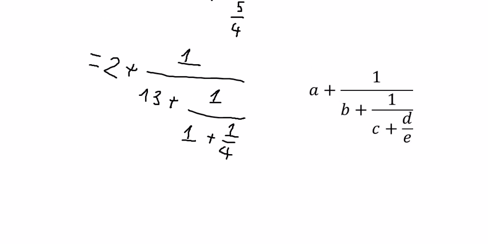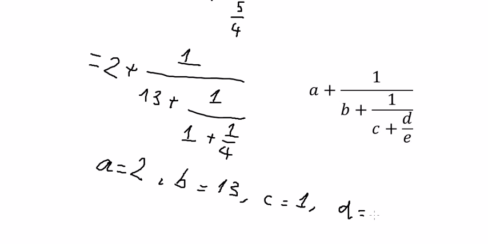So now we can know that A is number 2, B is 13, C is number 1, D is number 1, E is number 4.